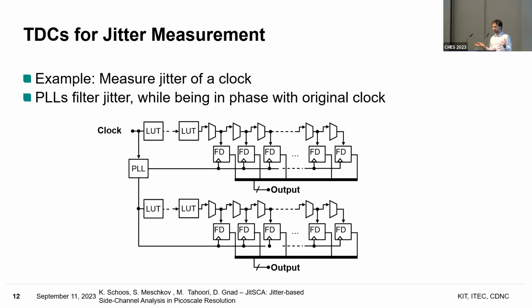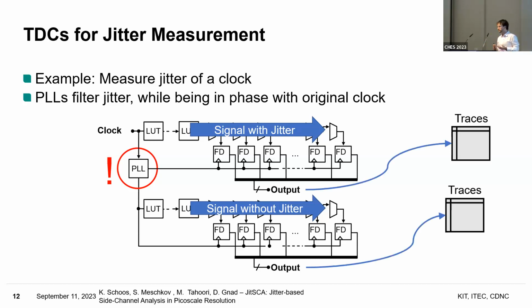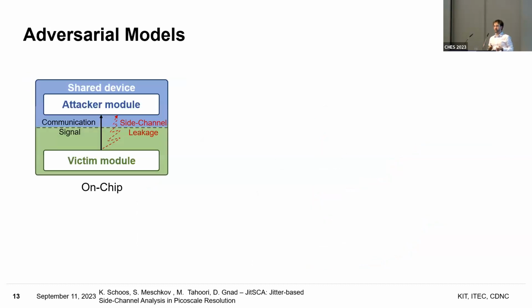Just as an experimental vehicle, keep this in mind for later. So yeah, keep this PLL in mind, and in the top, we can measure signal with a jitter. At the bottom, it's a signal without jitter. Okay, and then we can record traces. So if we make this every clock cycle, we get a measurement result of the jitter, which we can collect in a trace, like we are used to with any side channel traces.